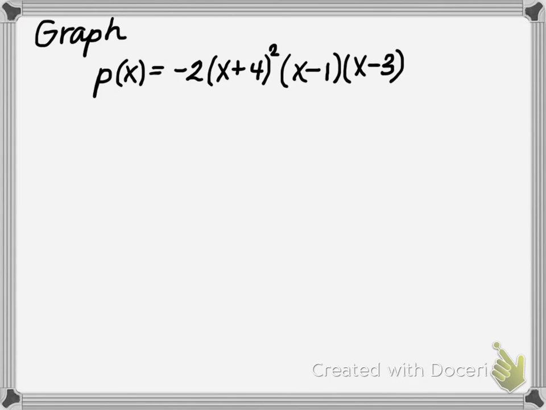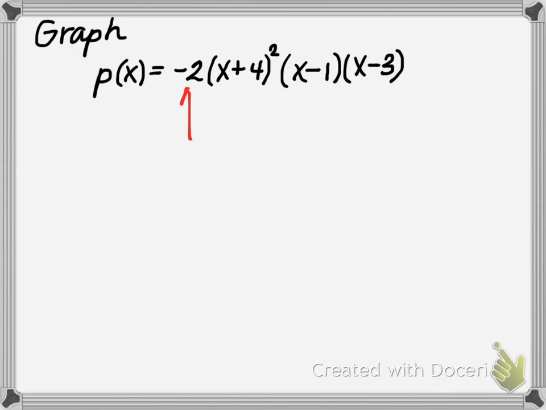We want to graph this polynomial function, p of x equals -2 times the quantity x plus 4 squared times x minus 1 times x minus 3. And we want to graph this without our graphing calculator. So we'll begin by analyzing the leading coefficient as well as the degree to figure out what the basic shape should be. And this is going to be the end behavior of the graph.